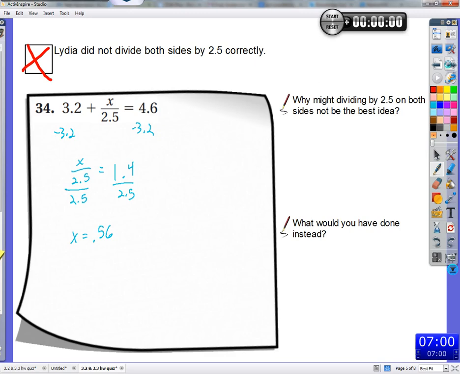All right. So first, I subtracted 3.2 on both sides. Get to this step right here, and then divide by 2.5. So just tell me, what would you do differently? That's not what I want to know right now. What I want to know is why would dividing by 2.5 maybe not be the best idea, or the most efficient idea? Why wouldn't it be the thing that you do? Would you do something else?